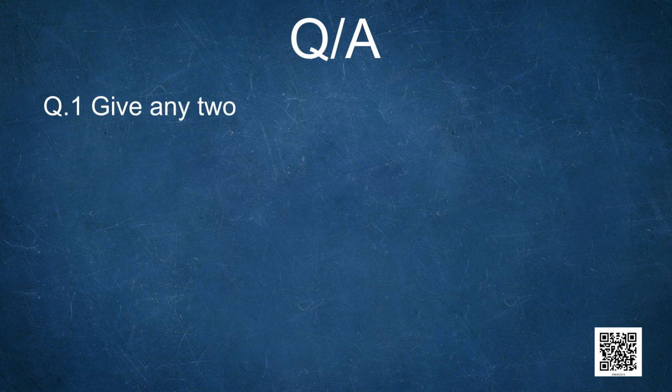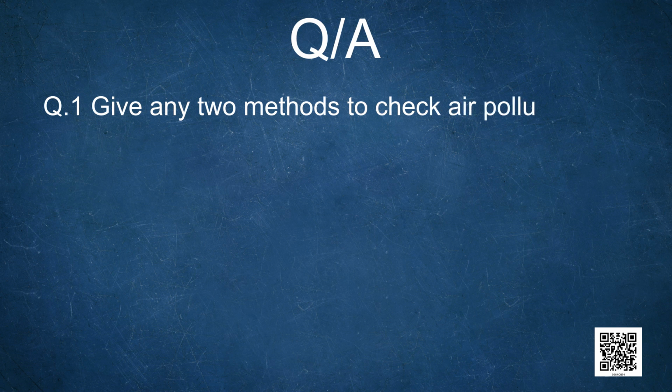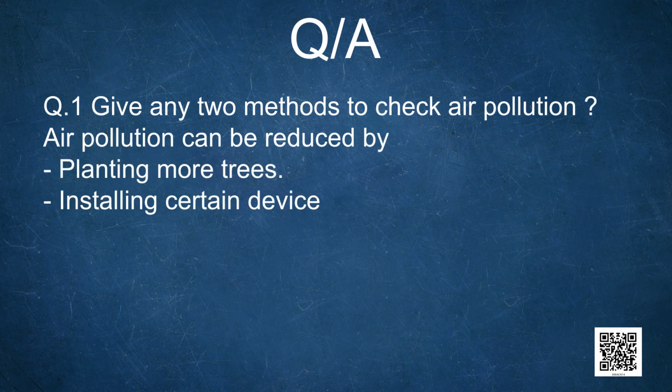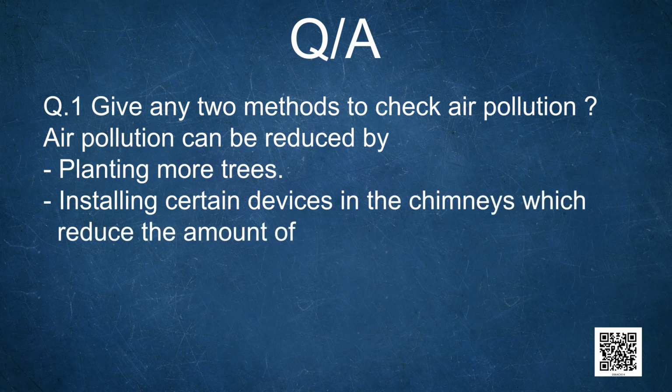Children, now I will ask a few questions and I hope that you all might be knowing the answers. My first question is, give any 2 methods to check air pollution. Air pollution can be reduced by planting more and more trees, installing certain devices in the chimneys which reduce the amount of smoke from industries.